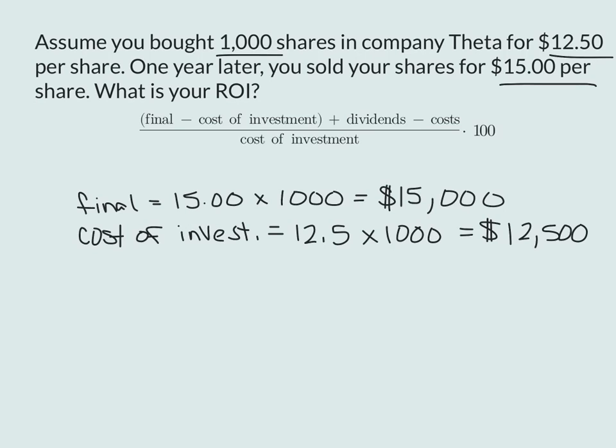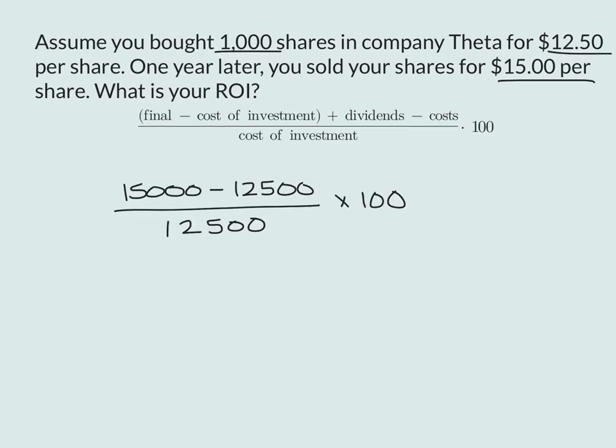Now our problem doesn't tell us that we made any dividends and doesn't tell us about any costs associated with the investment, so we won't include those in our calculation. Now we'll take the value of the final investment and the original value of the investment and plug it into our formula to find our ROI. So we have 15,000 minus 12,500 divided by 12,500 times 100.